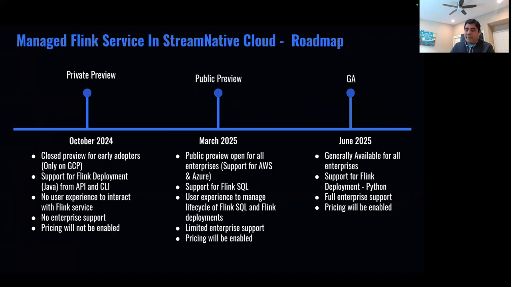But I thought I'd quickly give you all a sneak peek of the roadmap for the Managed Flink service in StreamNative Cloud. In October, we launched a private preview for this service, and it starts with support for just Flink deployment at the moment. It's also only available on Google Cloud. We're going to work towards supporting other cloud providers soon. This is an important phase for us as we gather feedback from a select few customers and then open it up for public preview in March 2025.